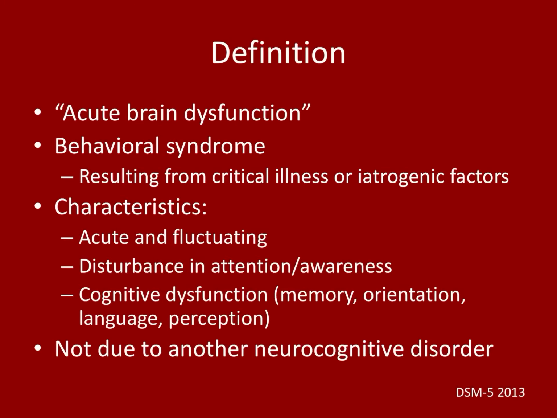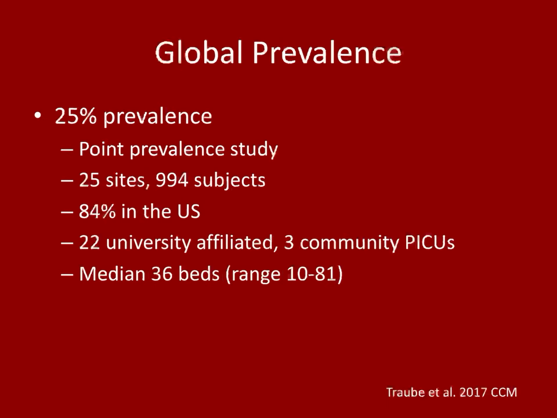illness. Its characteristics are that it has an acute and fluctuating course and is defined by disturbance in attention or awareness, in addition to cognitive dysfunction in the realms of memory, orientation, language, and perception. Importantly, delirium is not due to another underlying neurocognitive disorder.